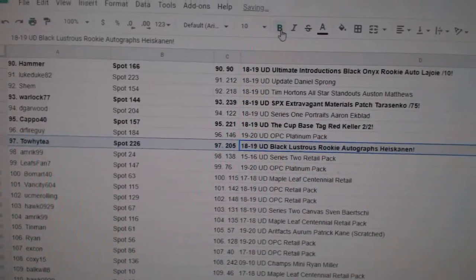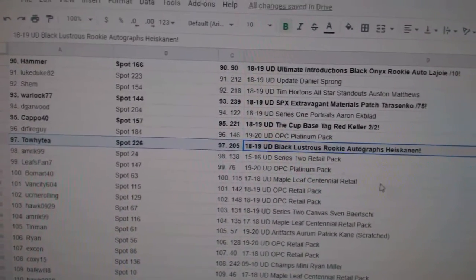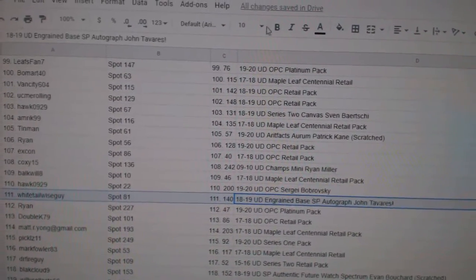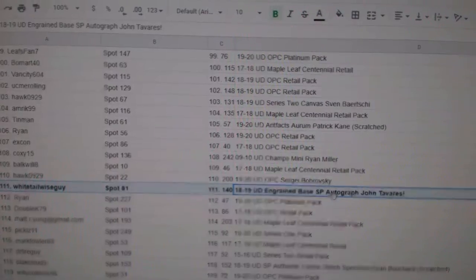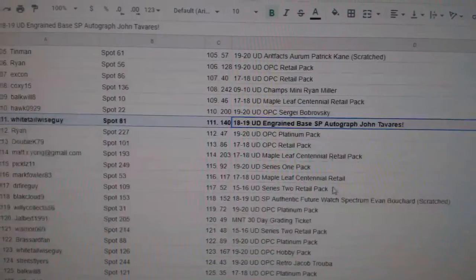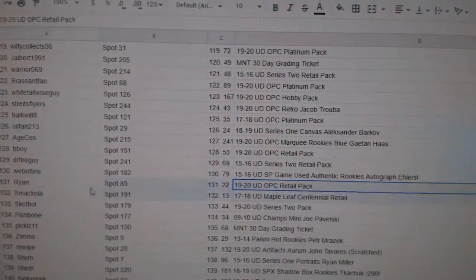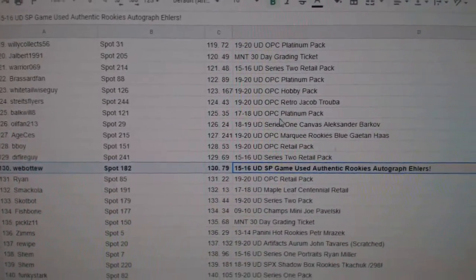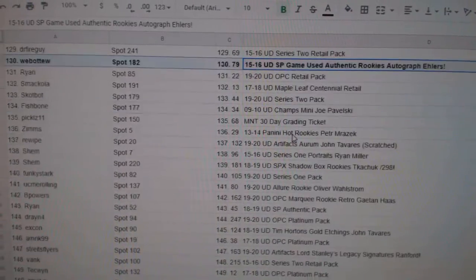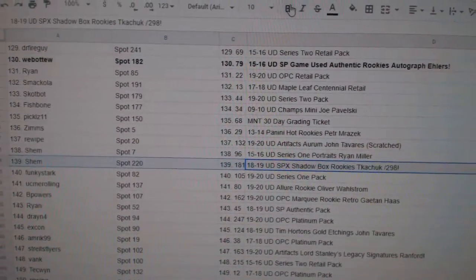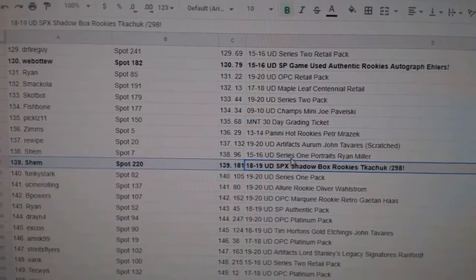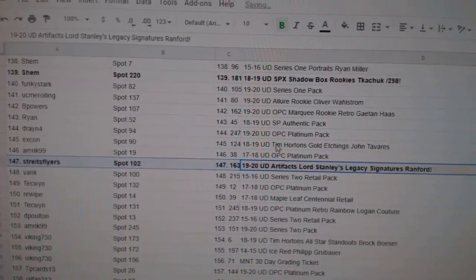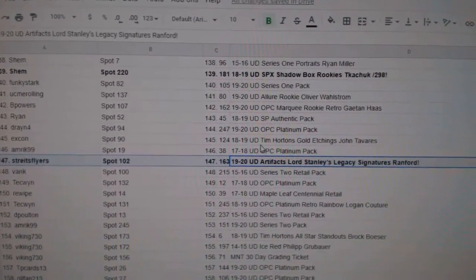The Heiskanen goes to Toe. Congrats, Heiskanen rookie auto. The John Tavares goes to White Tail Wise Guy. The Ehlers rookie auto goes to Web02. The Brady Tkachuk goes to Shem out of 298. The Ranford Lord Stanley Legacy Signatures goes to Straits Flyers.